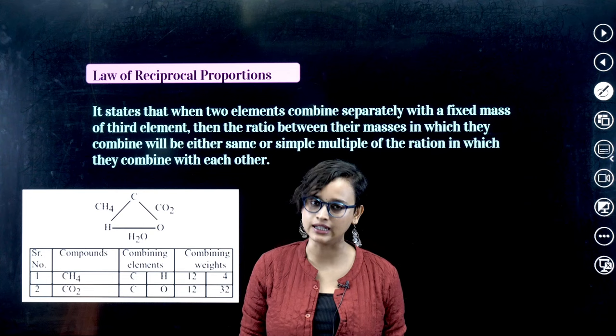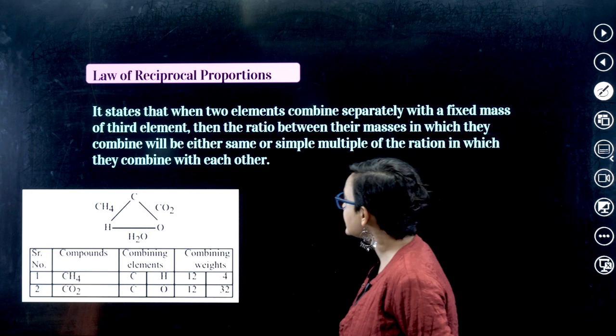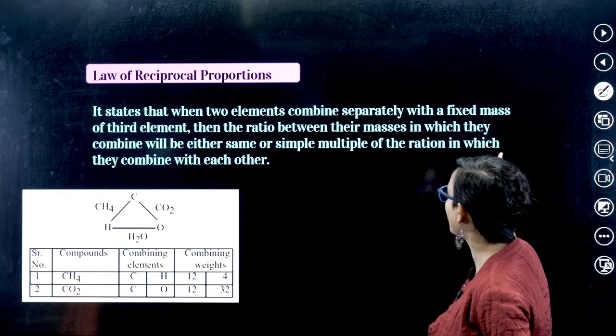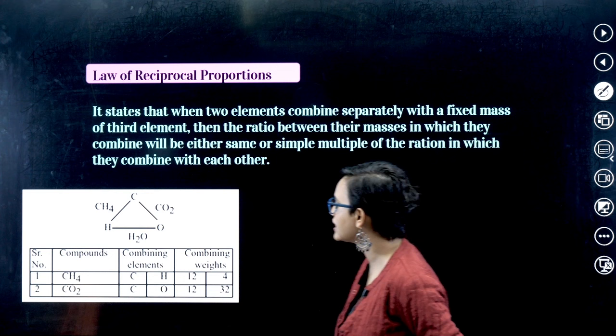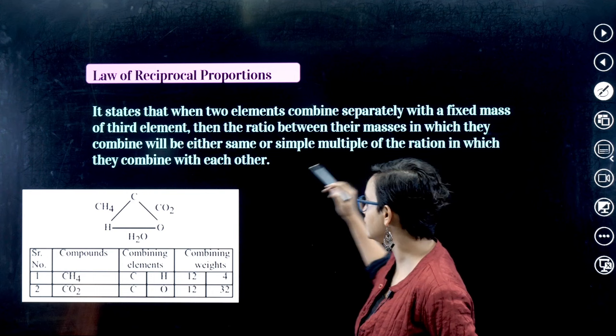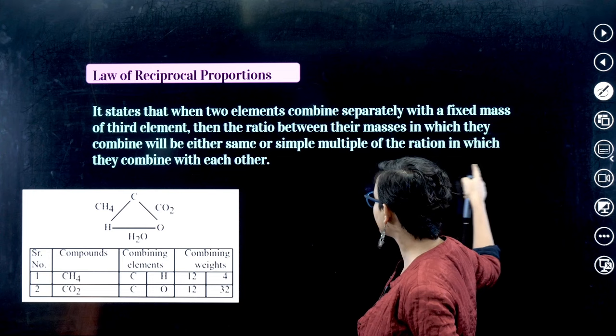Now let's come to another law that is called the law of reciprocal proportions. What is this? It states that when two elements combine separately with a fixed mass of a third element, let's say H is also there, so two elements combine separately with a fixed mass of a third element, then the ratio between their masses in which they combine will be either the same or a simple multiple of the ratio in which they combine with each other. It sounds a little confusing, but try and understand.